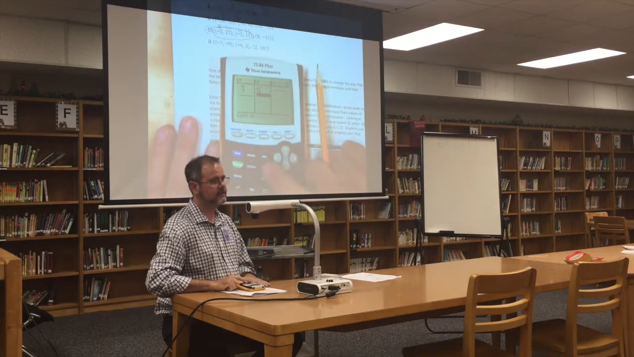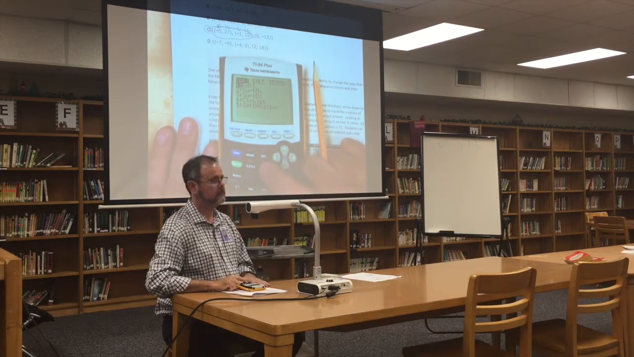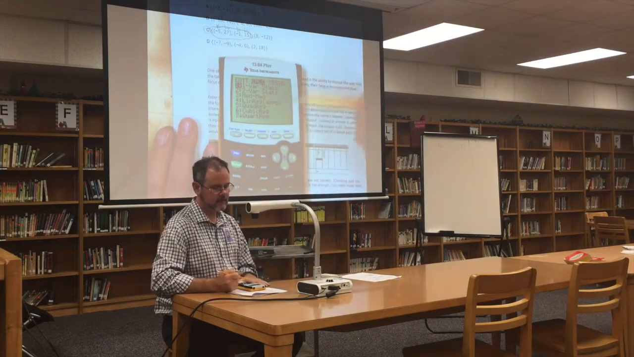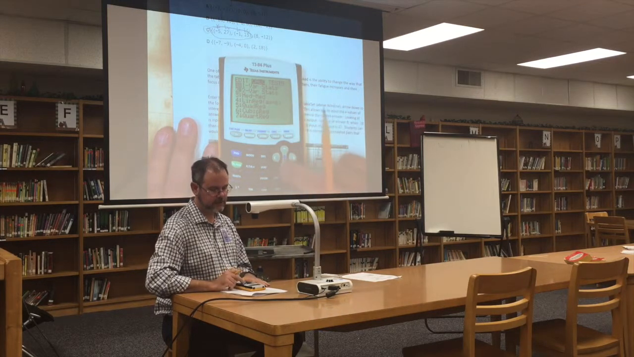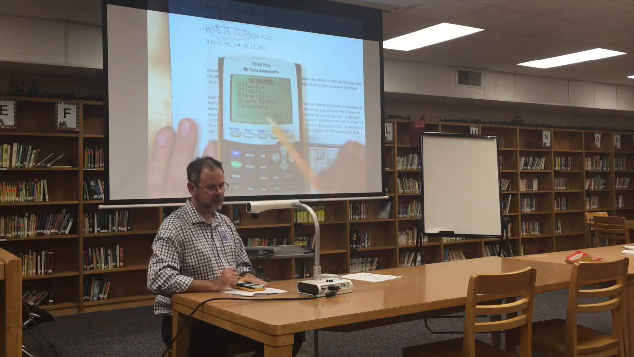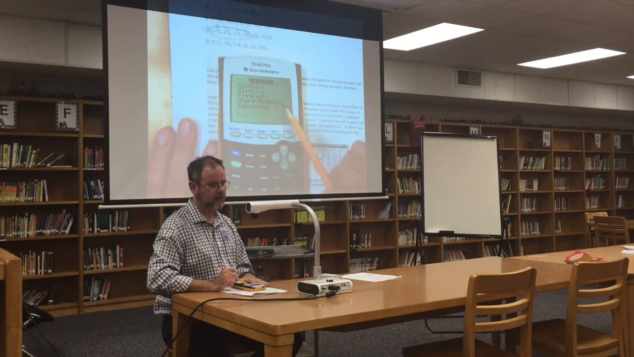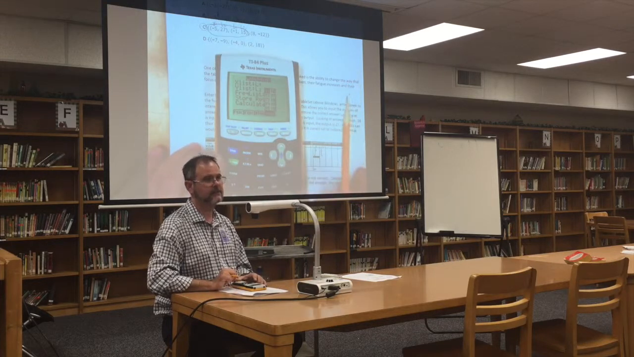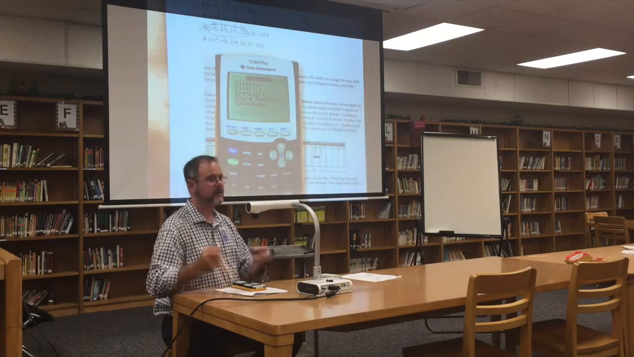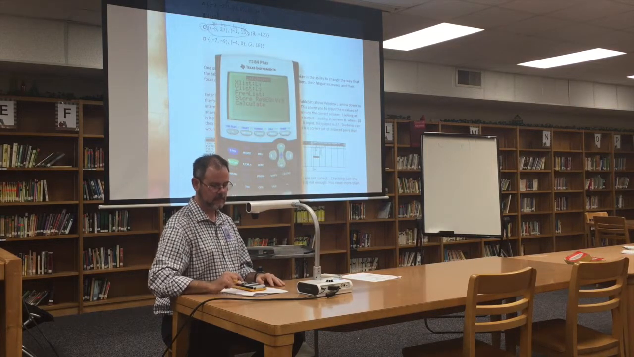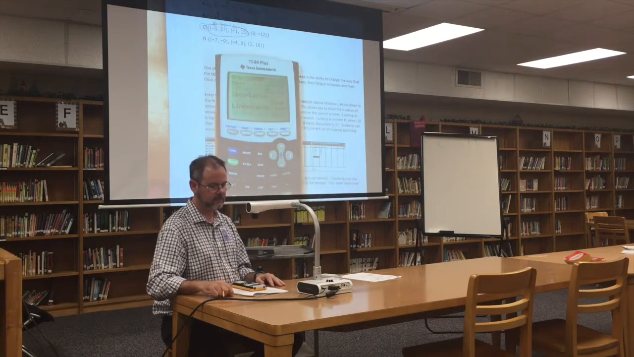If I go back to Stat and move over to Calculate, and we're going to go down to number 4, which is linear regression, and I want you to stop where it says store. And we're going to put store Y1 right here. So Y1 is under alpha, trace. So we're going to take our answer and go ahead and store it into our Y equals. Then hit enter and enter.